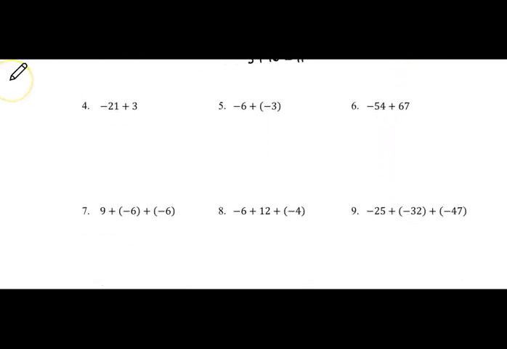Moving along. You have negative 21 and positive 3. 21 is greater than 3, so the answer is going to be negative. And then 21 minus 3 gives you 18, so the answer is negative 18. So decide on the sign first, and then do either the addition or subtraction.